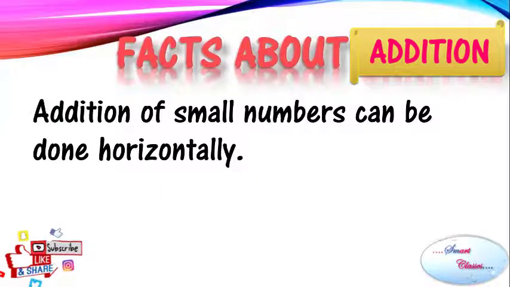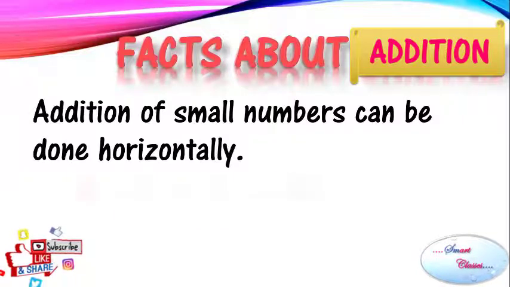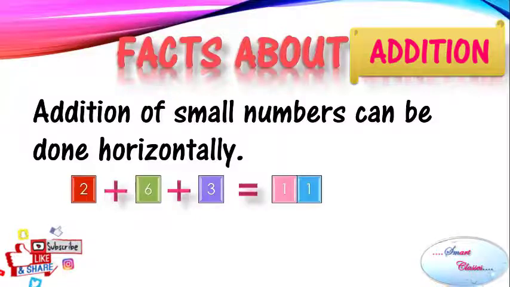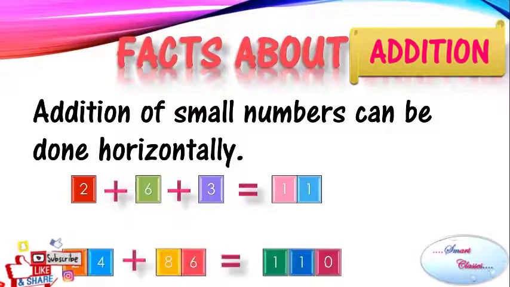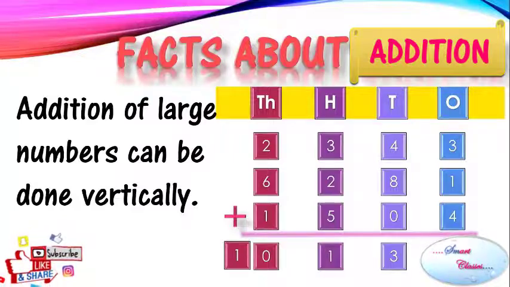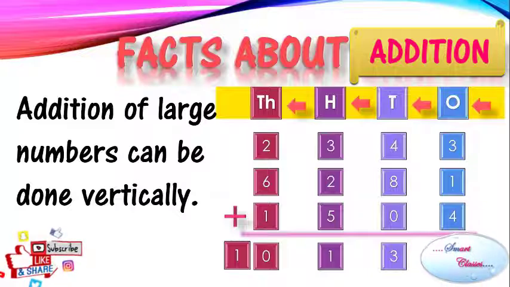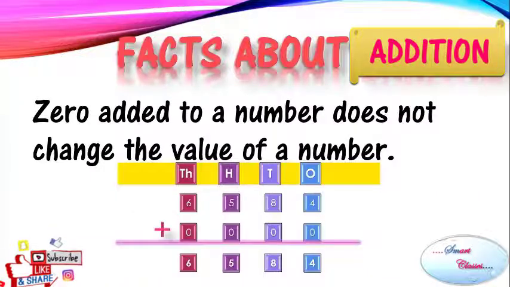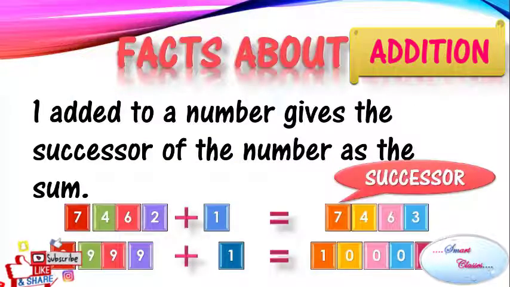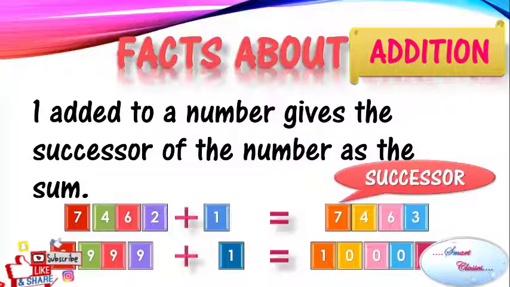Now let's see some facts about addition. And here's the first one, that addition of small numbers can be done horizontally. Addition of large numbers can be done vertically, written under the place value chart to make it more convenient. 0 added to a number does not change the value of a number. 1 added to a number gives the successor of the number as the sum.